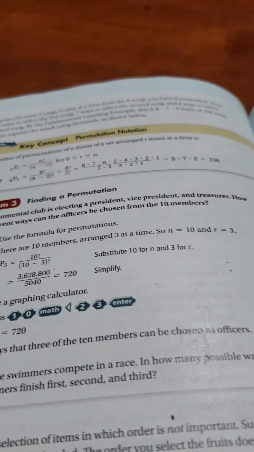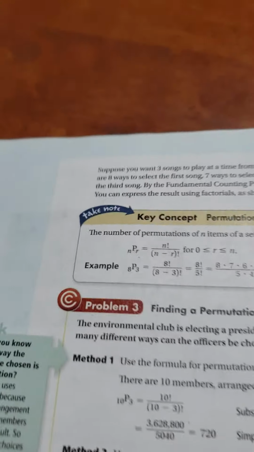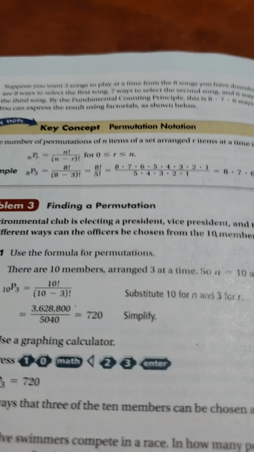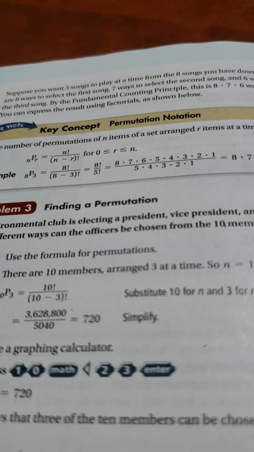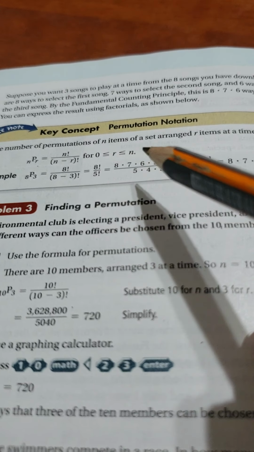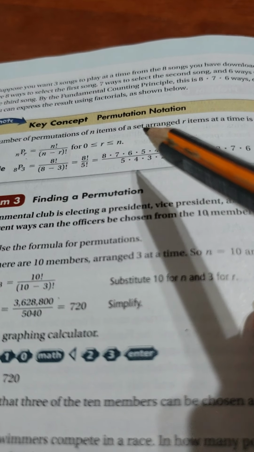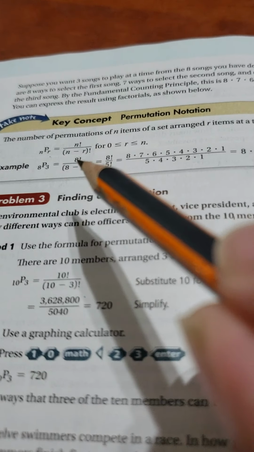Now, there's number 2. Now let's go for permutation. That is kind of complex here. Here we have the formula for permutation notation, because when R is a specific arrangement, it is a different notation. The number of permutations of n items in a set, arranged R items at a time, is this one.